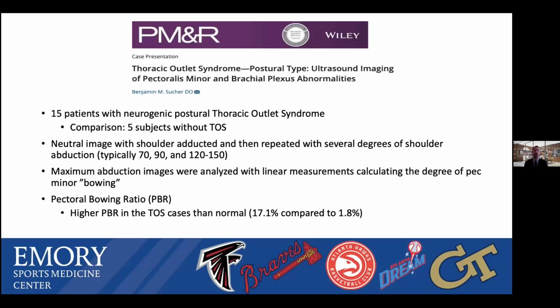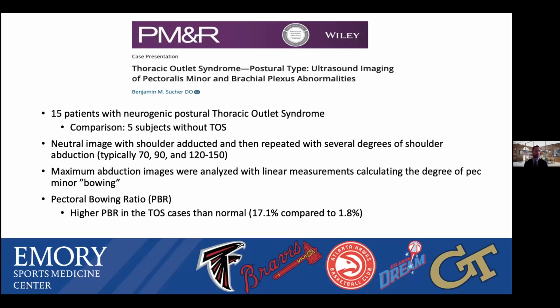And so this was described by Suture in the Journal of PM&R back in 2012. They took 15 patients with neurogenic TOS and compared them to 5 subjects without TOS. They took a neutral image with the shoulder adducted, and then repeated this with several degrees of shoulder abduction, usually 70, 90, and then anywhere between 120 and 150. And what they looked for was a bowing of the pec minor.